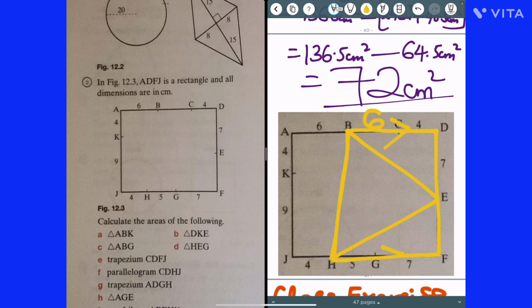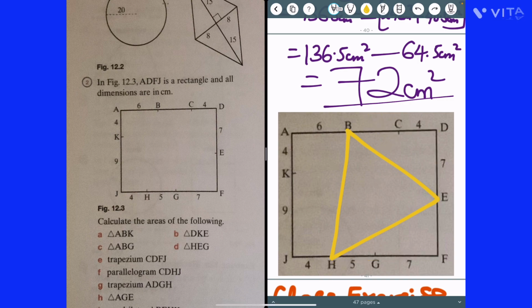The two parallel sides are 12, 5 plus 7, and 10. Those are the two parallel sides. And my vertical height is here, 13. So half into bracket A plus B, half into bracket 10 plus 12 times H, which is 13, will give me the area of the trapezium.